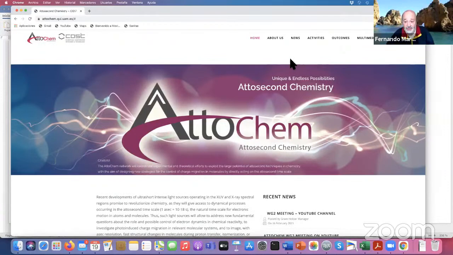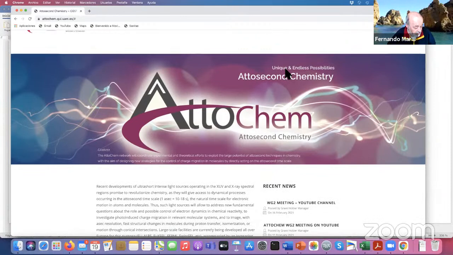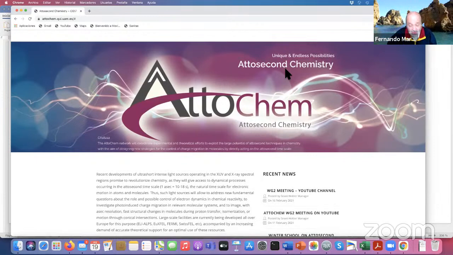And among these activities, I'd like to remind you that there are already 2 schools that are going to take place very soon. One is a winter school on Attochem technologies that will take place from 8 to 11 March. This is mainly experimental, but we are theoreticians and we should be aware of the latest experimental developments. So if you are interested in registering, you are still in time to do it. The deadline to register for that school is today at midnight. So you still have a few hours to do it if you are interested.